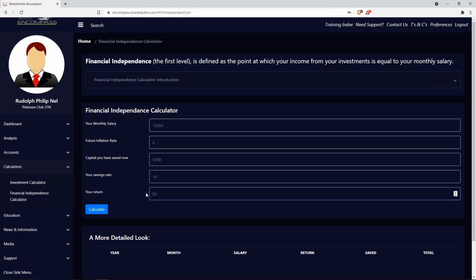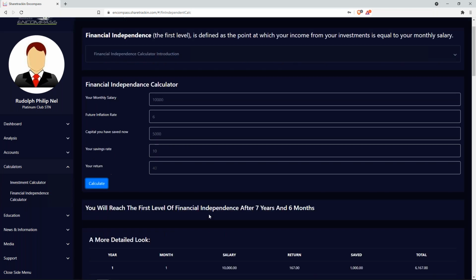So if I want 40% per annum, I can change this to 40, and then I just say calculate, and it will tell us that to gain about 40% per annum, it will take us 7 years and 6 months to reach financial independence. It means that your money will only start to work for you after 7 years and 6 months. But as I said, if you're doing trading, it might be faster, and if your salary is a bit higher and your inflation rate might be higher, so each and every person's inflation rate and salary will differ. So for some, this would be quicker. For some, it might take longer.